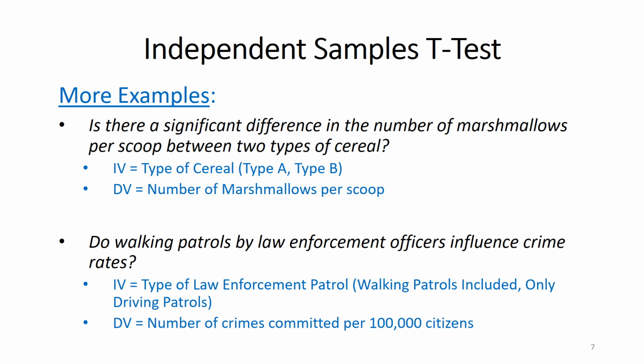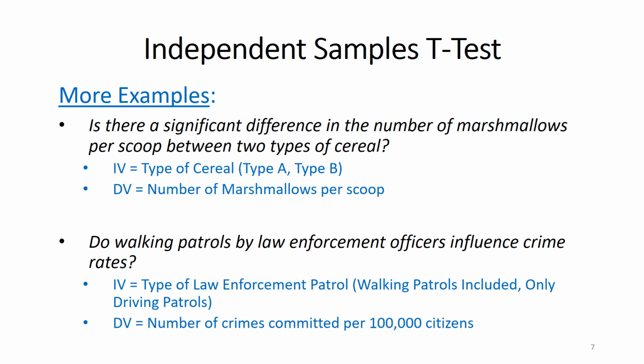And then our quantitative dependent variable, number of marshmallows per scoop, would be measured. All right. Our bottom example is, do walking patrols by law enforcement officers influence crime rates? Some of you may recall from other classes that there have been efforts around the world over the last couple of decades to ask, can we improve community relations? Can we reduce crime rates by having law enforcement foot patrols or having our officers get to know the neighborhood as opposed to simply driving by in their cruisers?